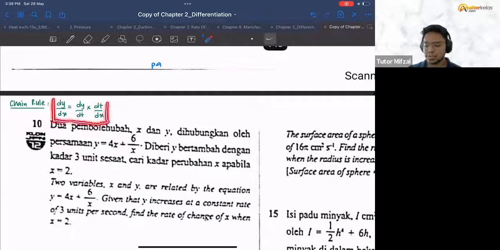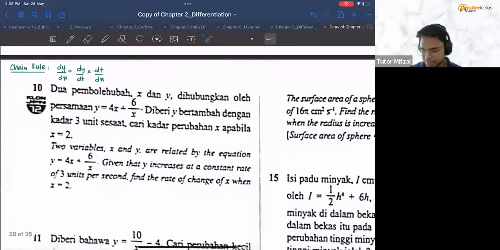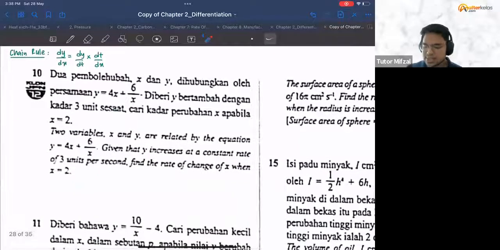Now, how do we put this in context? Okay, how do we put this in context? It goes like this. T over here is referring to time. So this is actually the change in y with respect to time. This dy over dx is the change of y with respect to x. dt over dx is the change of time with respect to x.